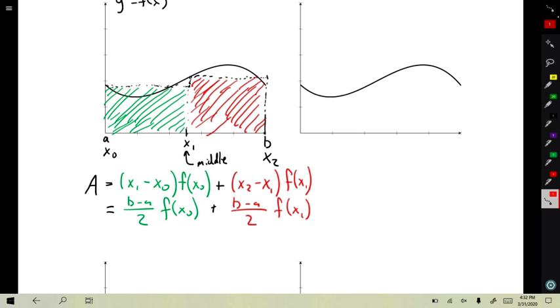So very easy to compute. The problem is we don't really know how this compares to the actual area under the curve, that original purple area that we were trying to approximate. So let's talk about maybe what the right endpoint approximation would look like.